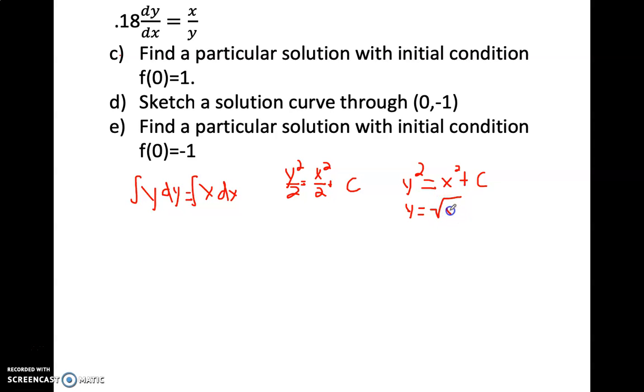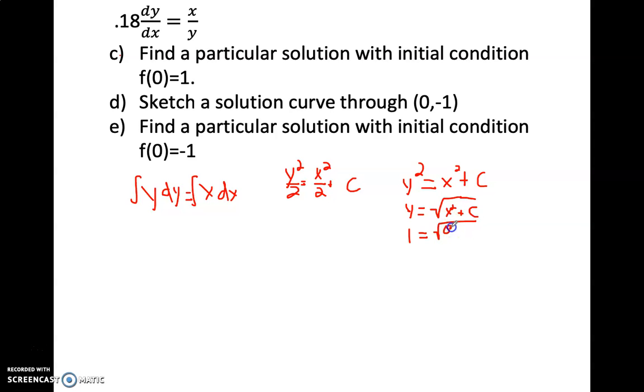We're going to get y equals the square root of x squared plus c. I should probably make that square root a little bit longer. And there we go. Now this is part C we're doing, so it says the initial condition is f of 0 equals 1. So what we do here is we put in a 1 for y and a 0 for x.